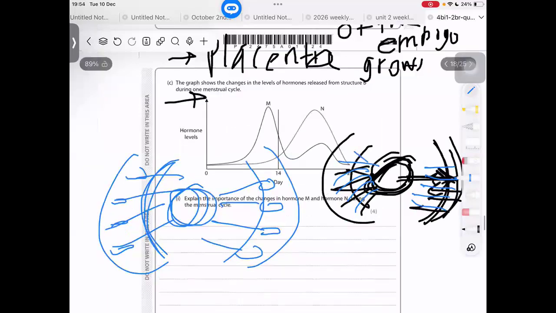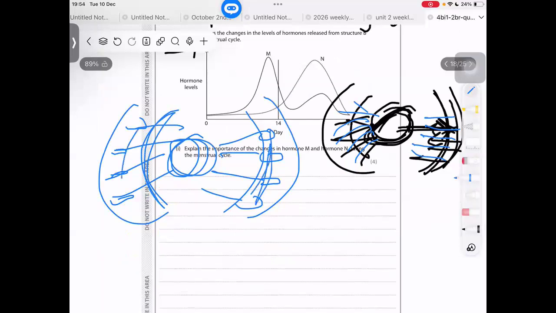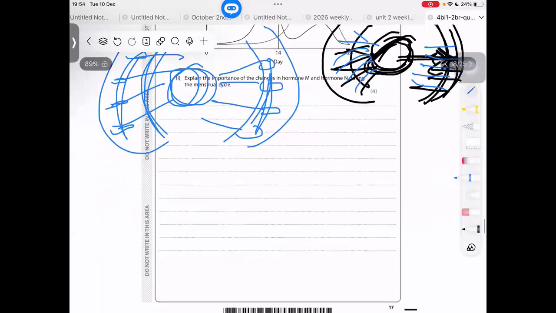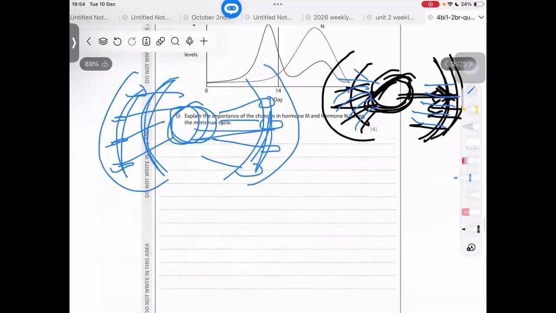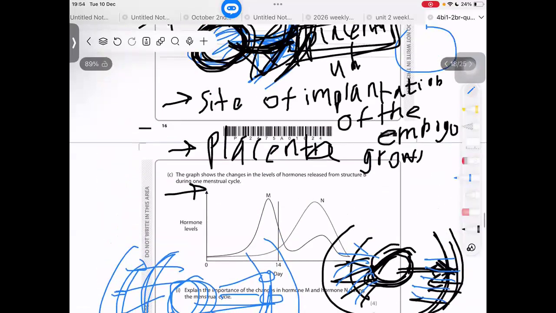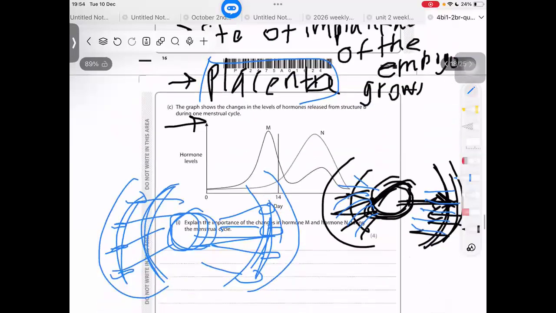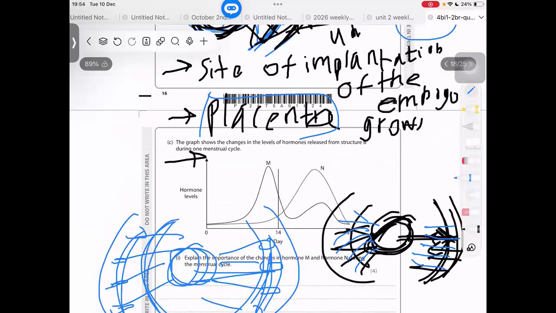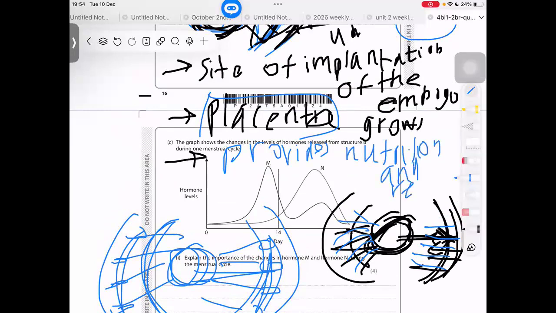But after the placenta is created, it doesn't need these glands any longer. It can depend on the placenta for the exchange of materials and nutrients. So basically, you can refer to the placenta, or you can refer to the endometrial glands, either one that you like. You can mention that the uterus provides nutrition and removes waste from the embryo.